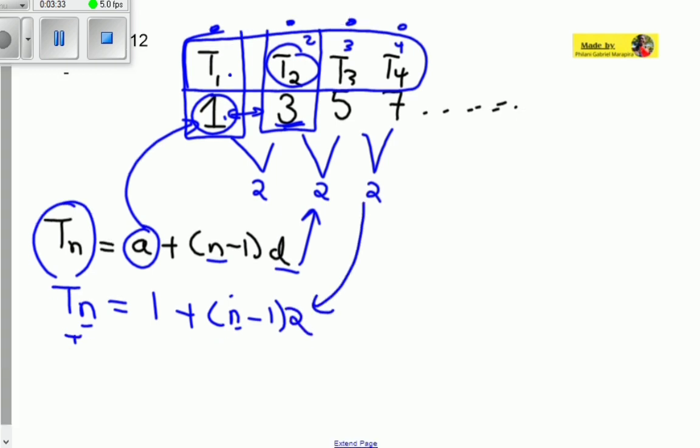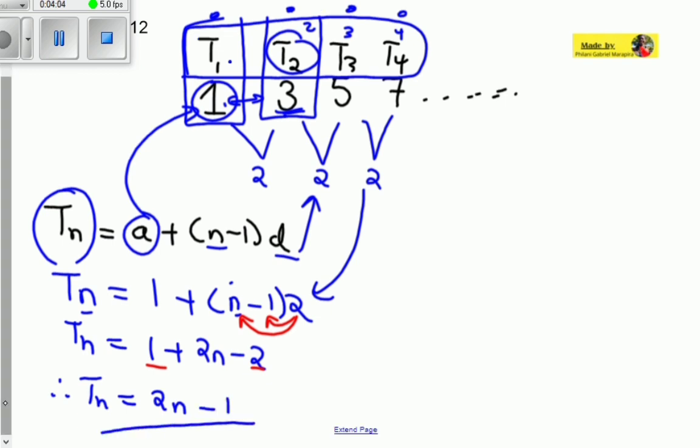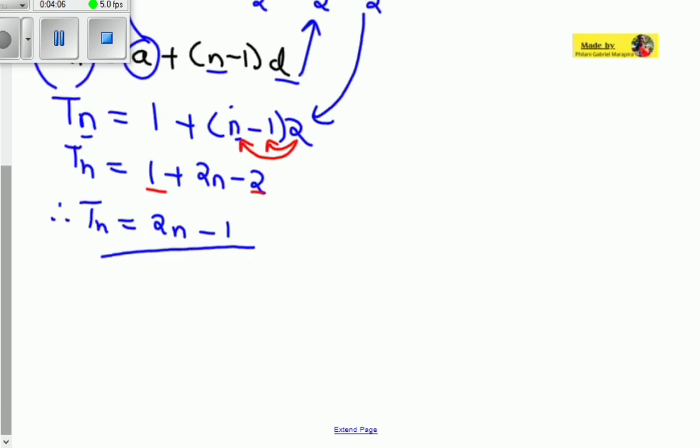And then you go Tn is equal to 1 plus, you follow the BODMAS rule by multiplying 2 inside the bracket. By that you are going to get the following: 1 plus 2n minus 2. Here you can clearly see that you have like terms. 1 and negative 2 are like terms, so you can conclude that your term is equal to 2n, and 1 minus 2 is negative 1. So this is a general term to be able to find many different terms in this arithmetic sequence.